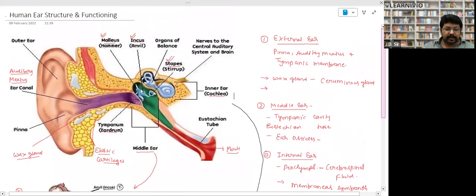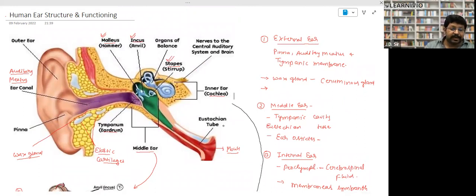Now, after that, this part was the middle ear. The extra sound or extra vibration will leak out or be removed with the help of the Eustachian tube, right? This Eustachian tube is also responsible for maintaining the ear pressure, right? It maintains the ear pressure and remains connected with the mouth, right? So there are two things. First, it removes the extra sound, and second, it maintains the pressure.